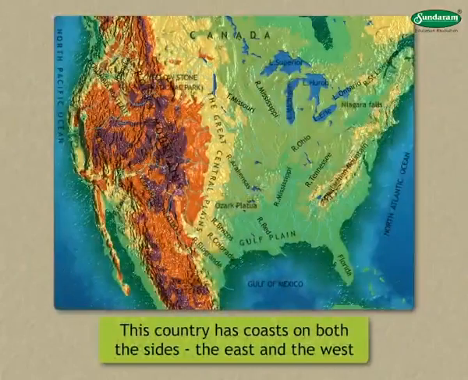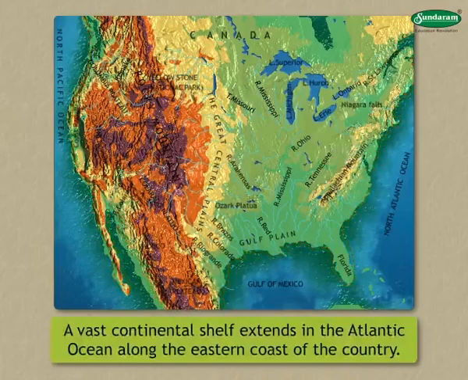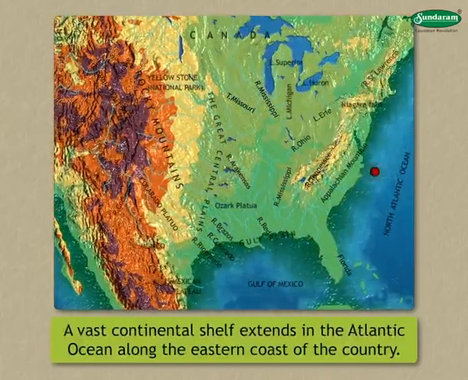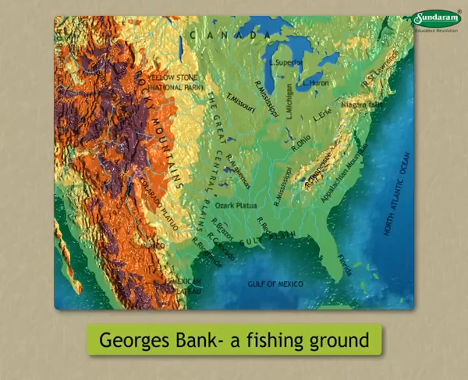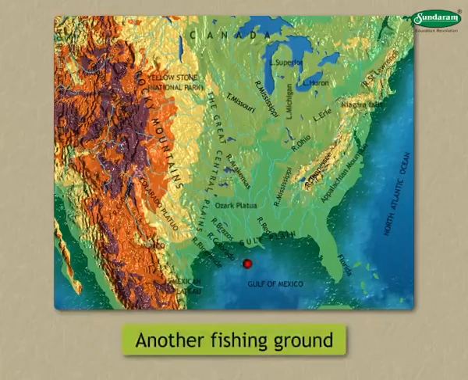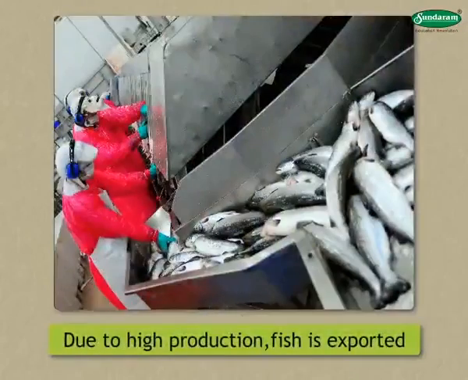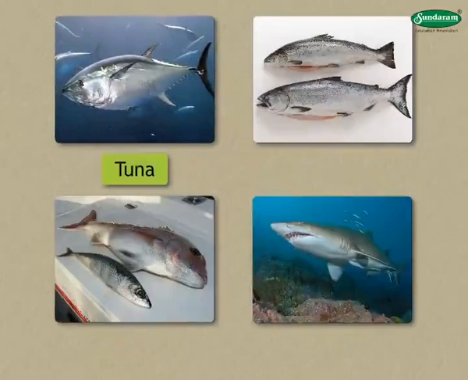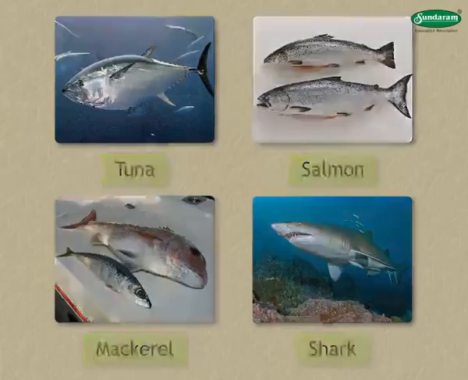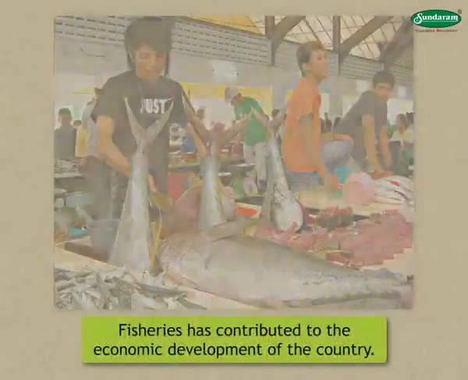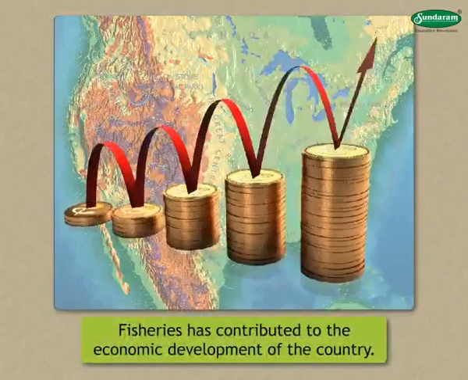Fisheries. This country has coasts on both the sides, the east and the west. A vast continental shelf extends in the Atlantic Ocean along the eastern coast of the country. A fishing ground known as the Georges Bank is located here. The Gulf of Mexico is also another fishing ground. Due to high production, fish is exported. A variety of fish like tuna, salmon, shark, mackerel are found in these areas. This business also has contributed to the economic development of the country.